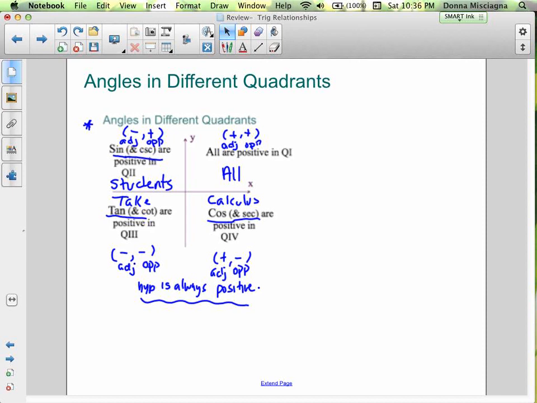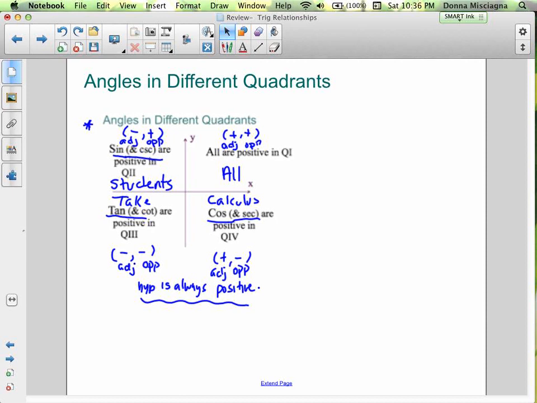So a little mnemonic device to help you remember: all 6 trig functions are positive in the first quadrant, so we can call that all. Sine and cosecant are positive in the second quadrant. Sine starts with S, and so does students. In the third quadrant, tangent and cotangent are positive. Tangent starts with T, and so does take. And in the fourth quadrant, cosine and secant are positive. Cosine starts with C, and calculus starts with C.